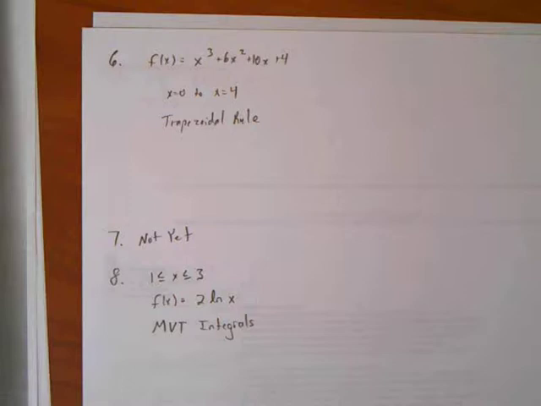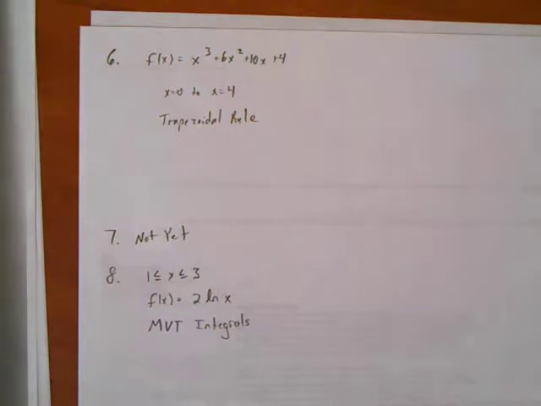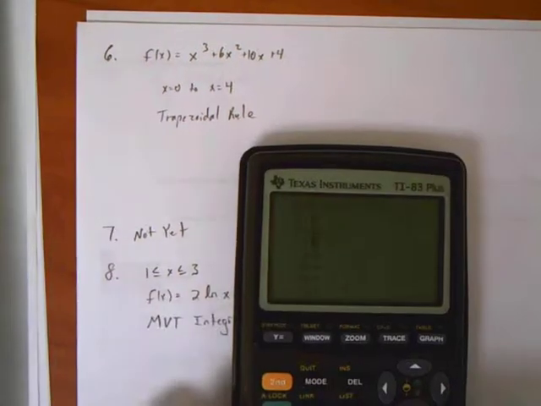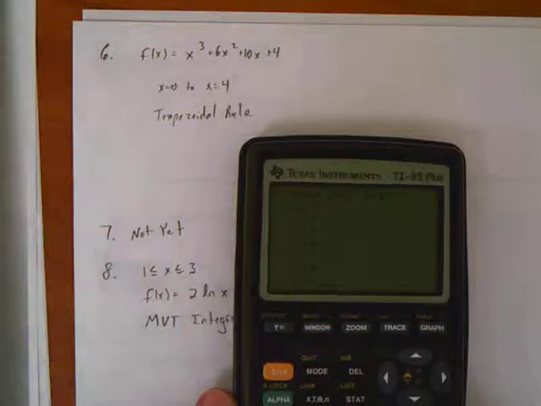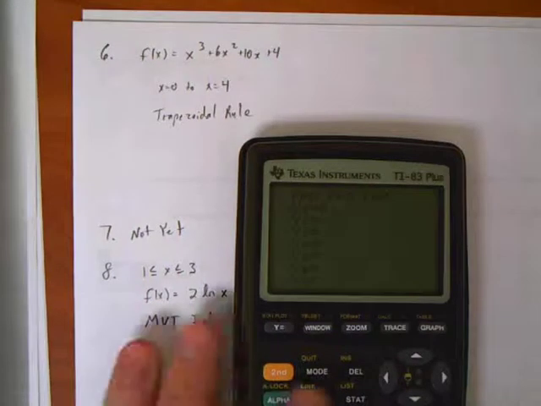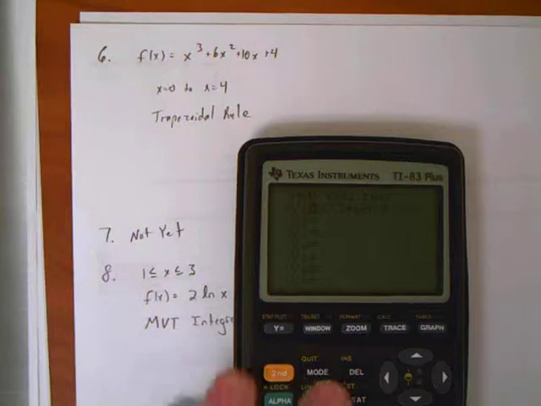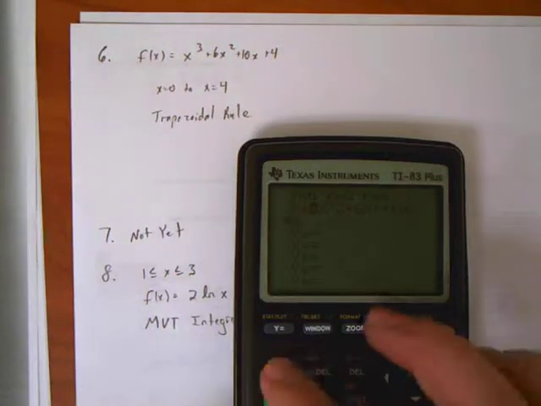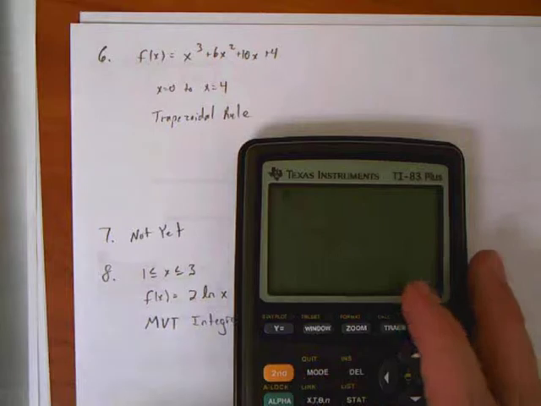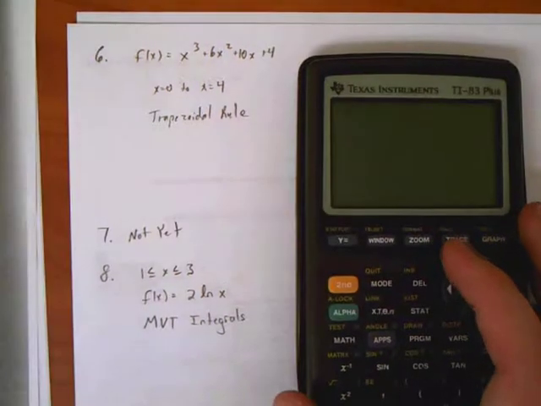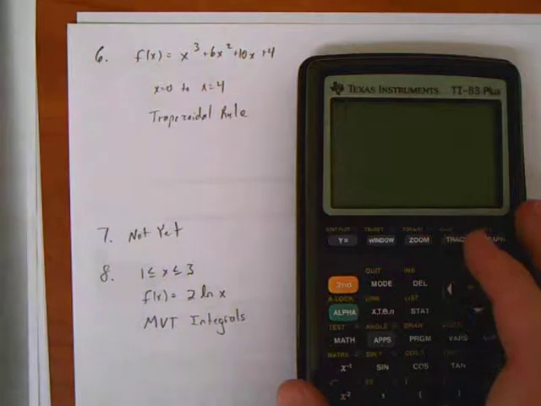Number 6. We've got to use the trapezoidal rule. We are allowed to use a calculator, so I'm going to go ahead and use that. So I'm going to put my function in for y1, and I suggest you do the same. X to the third plus 6x squared plus 10x plus 4. All right, and once I have that in there, I want to do the trapezoidal rule from 0 to 4. Okay, and I want 4 equal subdivisions.